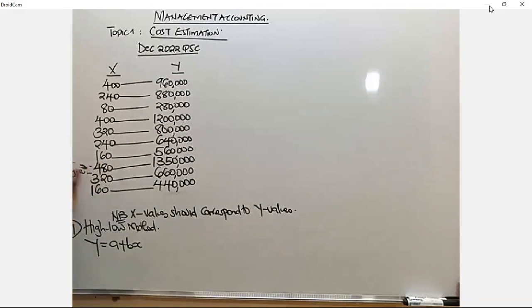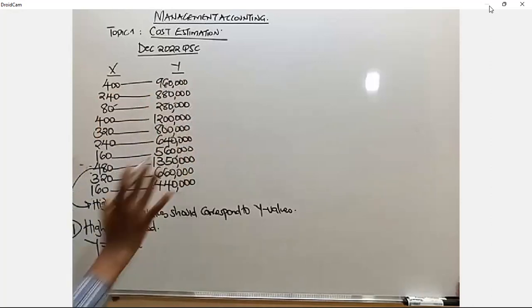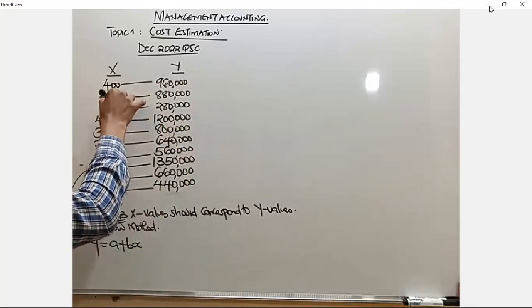So let me indicate here, this is my highest point, correct? That is my highest point. And then the least one I can see is this one. I don't even want to look at your side of y. This is my least value, so lowest.